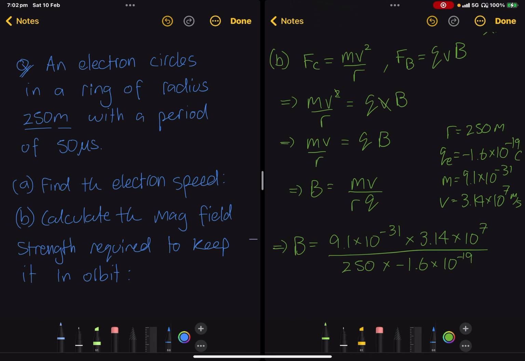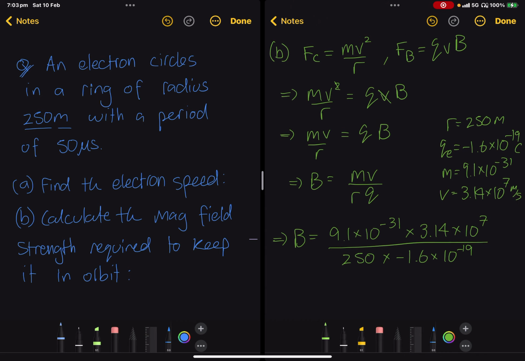You'll notice the minus doesn't really need to be here because we've not been told which direction to make the thing rotate. We've just been asked what field strength is required for it to rotate. The positive of this number will be one orientation of rotation. The negative of this number will be the other orientation. But both are fine because we've just been told to calculate the field strength required to keep it in orbit, and we've not been told what the orientation is at the start of the question. So 9.1 times 10 to the minus 31 times 3.14 times 10 to the 7, all divided by 250 times minus 1.6 times 10 to the minus 19.